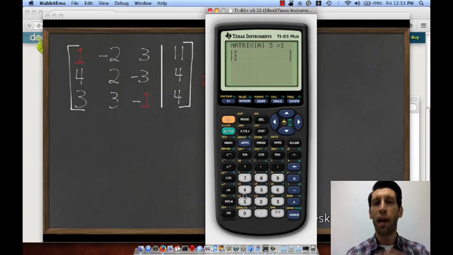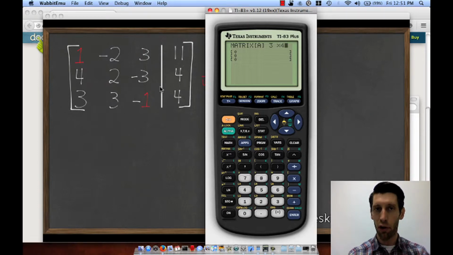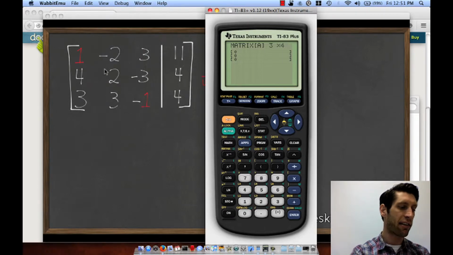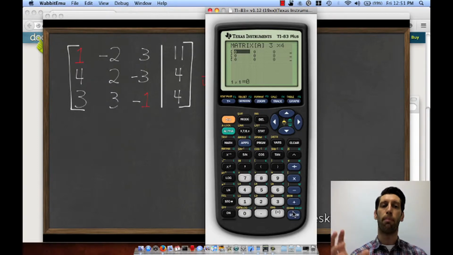In a similar way, we have 4 columns: 1, 2, 3, 4 columns. 3 of those columns represent the variables that we originally had present, an x, a y, and a z. And the 4th column represents the right-hand side, the constants that appeared after the equality. So my matrix in this case, A, is going to be a 3 by 4 matrix, 3 rows by 4 columns.